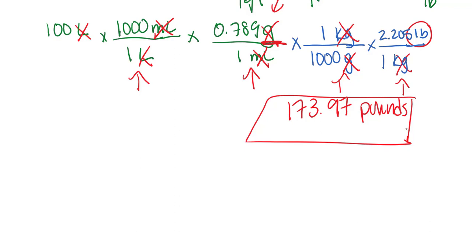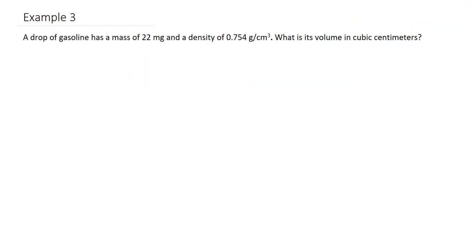So now let's do one more example. Example 3. A drop of gasoline has a mass of 22 milligrams and has a density of 0.754 grams per cubic centimeter. What's the volume in cubic centimeters?